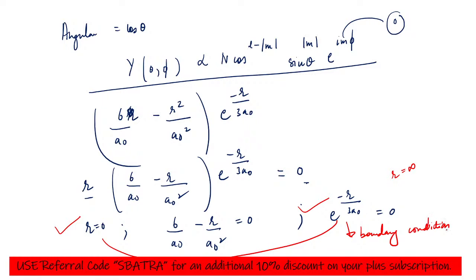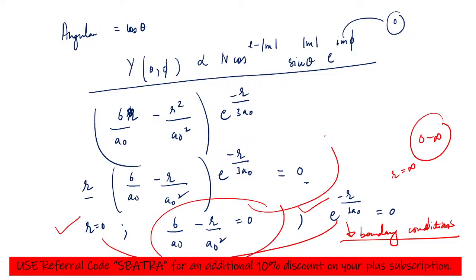Right? These two conditions are boundary conditions because the limit for the radial part is 0 to infinity. So we don't have to consider these boundary conditions, because at boundary conditions you are always going to have 0 electron density. So this is not a node, these are boundary conditions. You don't have to consider these two things. That means this value will give us the position of the node.